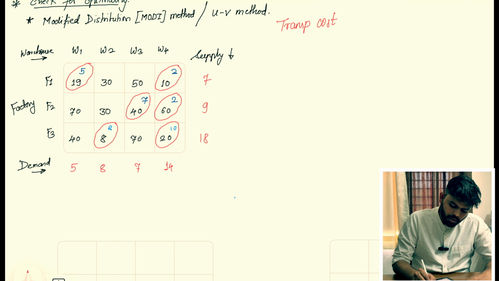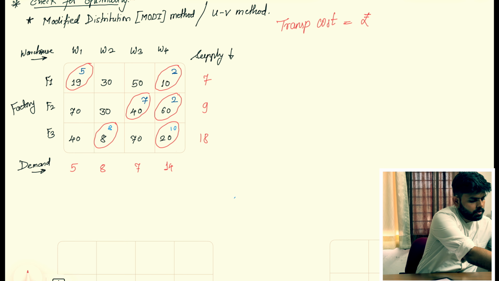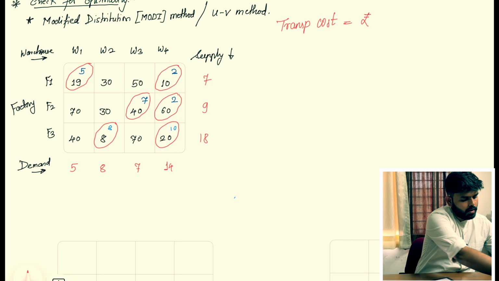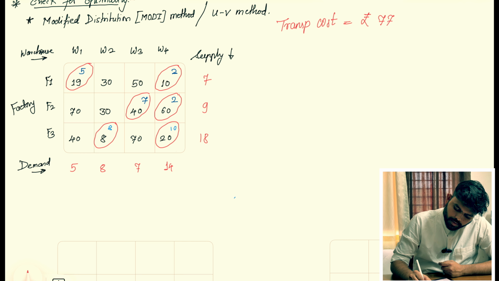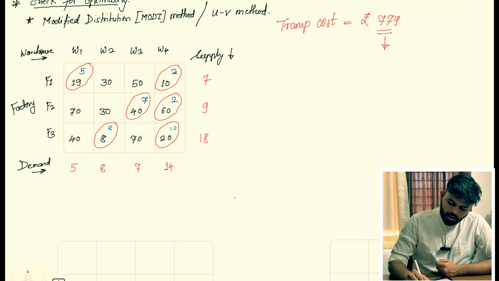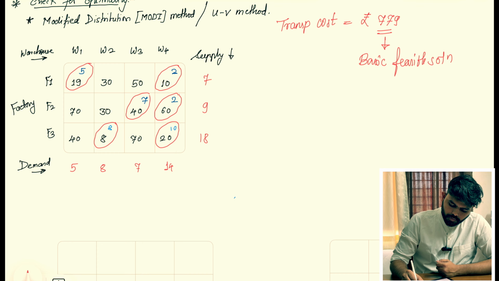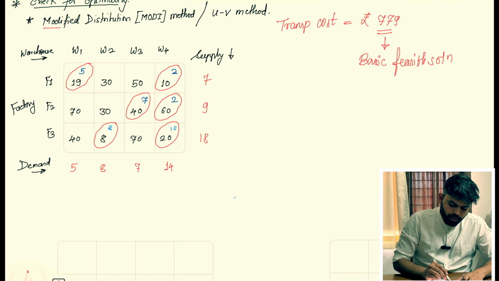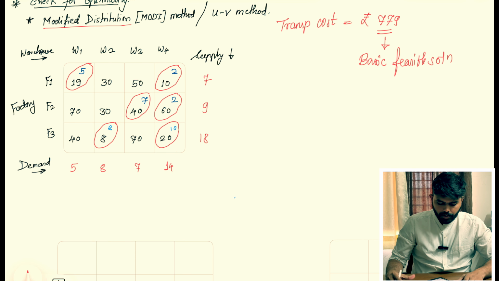At the end of the previous video we also found out that the transportation cost for this particular numerical with the help of Vogel's approximation method was, I guess, 779. Yes, it was 779 rupees. Now this is nothing but what? This is a basic feasible solution, the initial basic feasible solution.